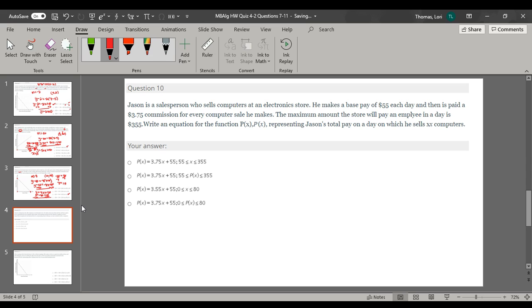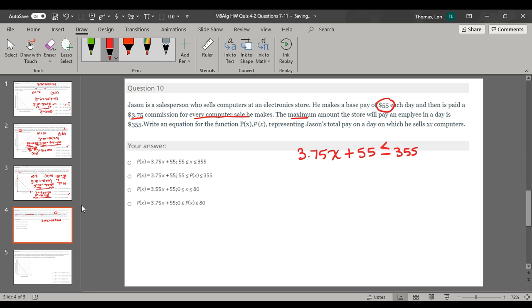Jason is a salesman who sells computers at an electronics store. He makes a base pay of $55 and is paid $3.75 for every computer sale he makes. So the total amount that he's going to make is 3.75 times each computer sale, which is x, plus his $55 just for showing up to work. It says the maximum amount of money that he can make is 355, so it can be equal or less than. The store is only going to pay up to 355.